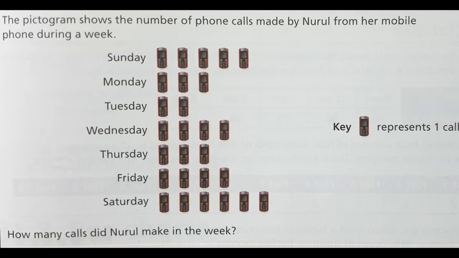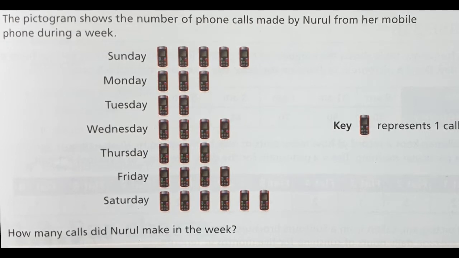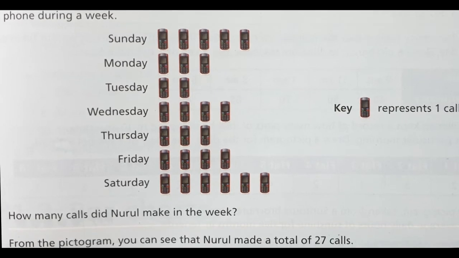How many calls did she make in the week? The total number of mobiles, if you add up, will be the number of calls she made in a week. So from the pictogram, we can see that Neural made a total of 27 calls.